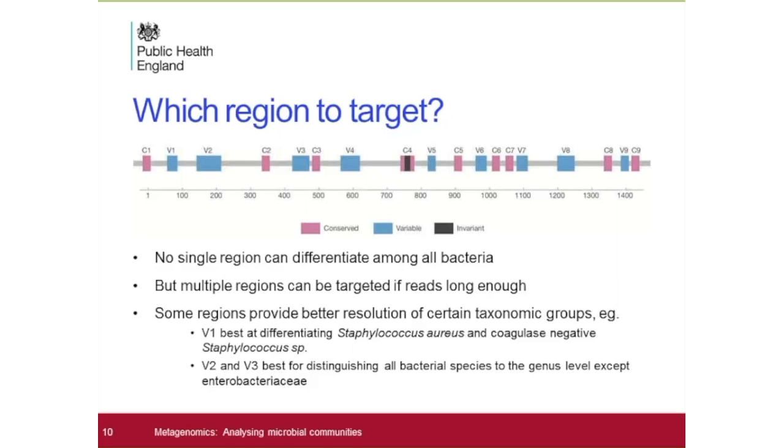While V2 and V3 are best for distinguishing most of bacterial species to the genus level. They don't necessarily give a high resolution to the species level, but by comparing V2 and V3, you get a clearer indication of which genera clusters are present within the sample. The exception for that is the Enterobacteriaceae, which are very hard to resolve beyond the genus level, or even at the genus level, using V2 and V3 regions.